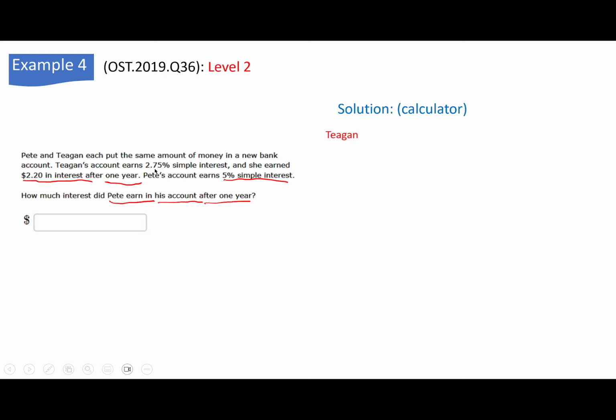The interest rate is 2.75 for 100. Right? If $100, you earn 2.75. But she earned 2.20. Then how much was the amount she invested? $80. Now you take this $80, and now we're going to go to Pete.